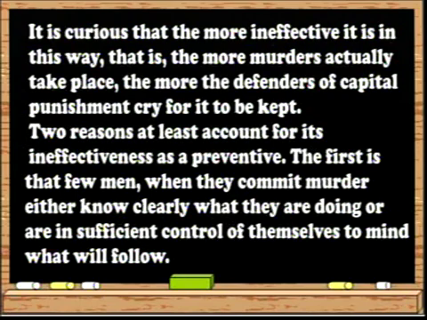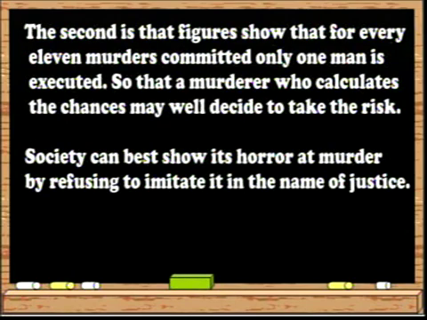2 reasons at least account for its ineffectiveness as a preventive. The first is that few men, when they commit murder, either know clearly what they are doing or are in sufficient control of themselves to mind what will follow. The second is that figures show that for every 11 murders committed, only 1 man is executed, so that a murderer who calculates the chances may well decide to take the risk. Society can best show its horror at murder by refusing to imitate it in the name of justice.